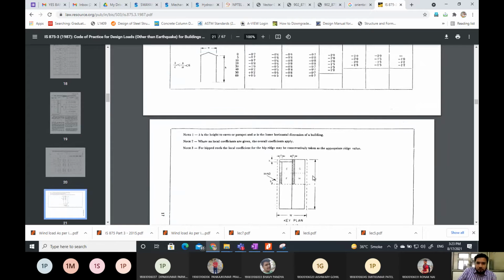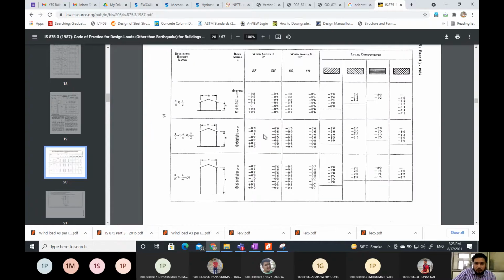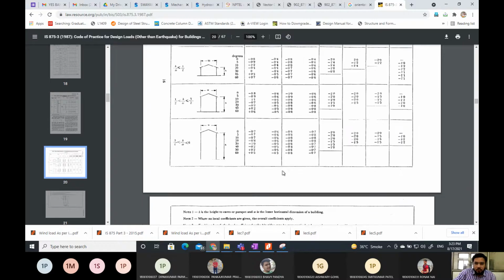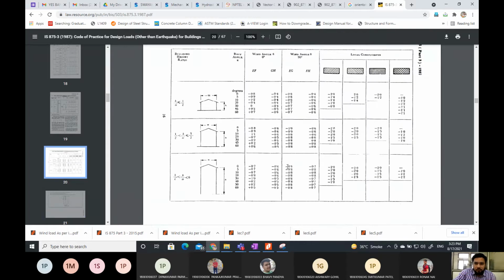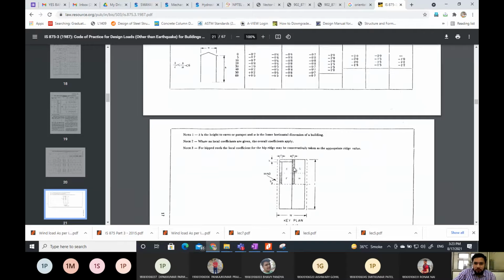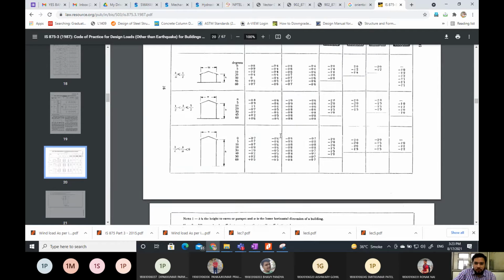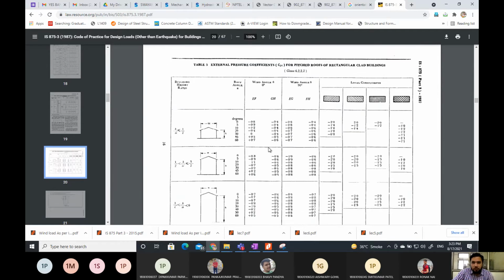This is when theta is equal to 0, wind is acting on this EF. Okay, so this is windward side and GH is the leeward side. Now when theta is equal to 90 degree, this EG will be the windward side and FH will be the leeward side. So here the coefficients for both wind directions 0 and 90 degree are given. So you can have your values.